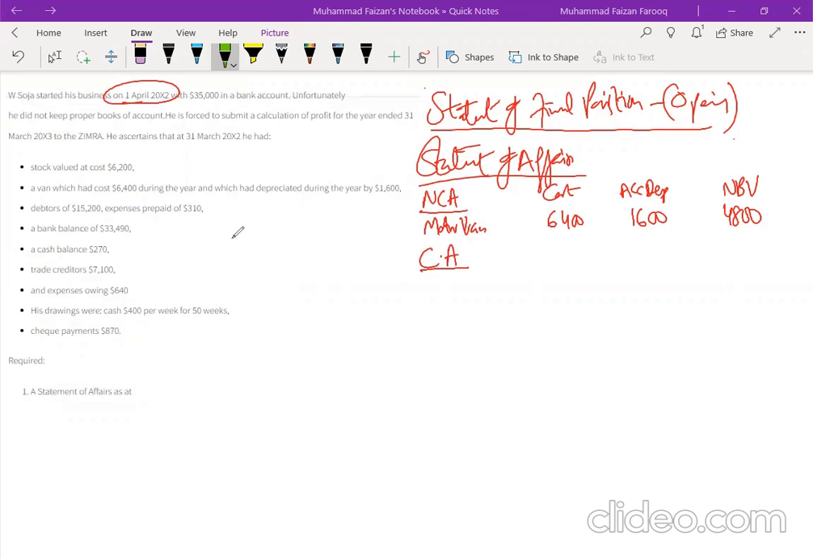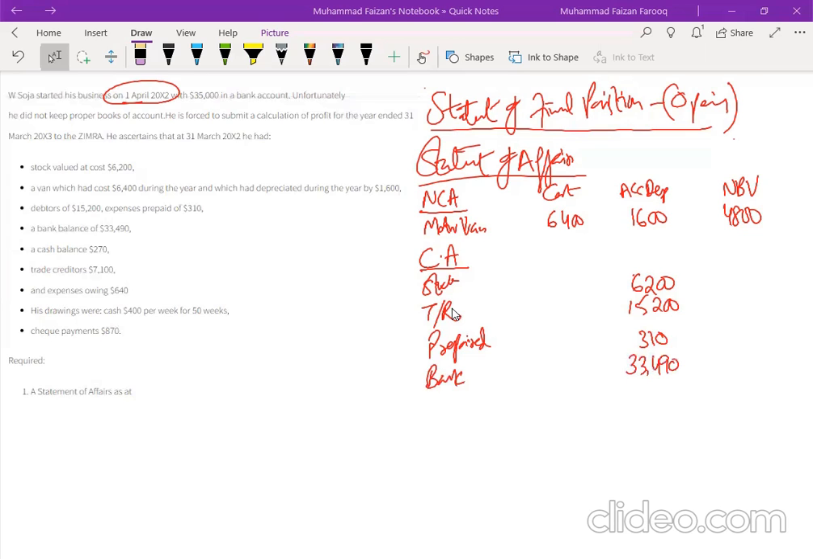So we will check for current assets. Our first current asset is closing inventory. How much? Just search for it. Stock or closing inventory, 6,200. We have trade receivables. Also, trade receivables are assets. Prepaids are definitely current assets. Bank balance. Bank is an asset if it is on the debit side, or if the examiner is not mentioning its overdraft, so it's a debit balance. We have cash in hand. Cash in hand is definitely an asset.